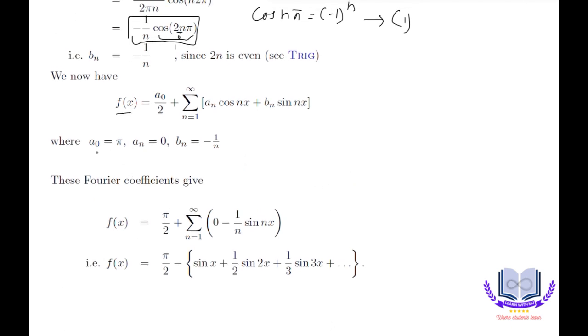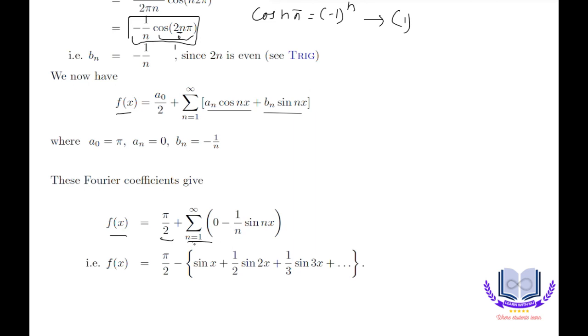So we have a naught as pi, so in place of a naught, we will replace it by pi by 2. As an is 0, this whole term becomes 0. And we just have to focus on bn sin nx. So bn value is 1 by n. So fx we will get is pi by 2 plus summation of n is equal to 1 to infinity minus 1 by n sin nx.